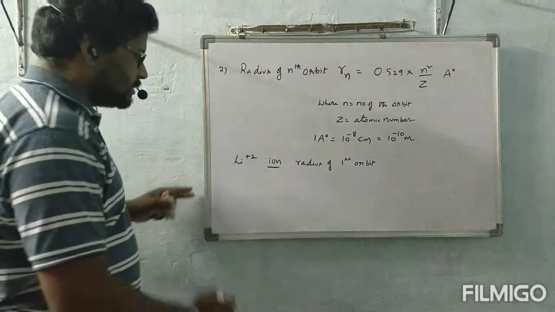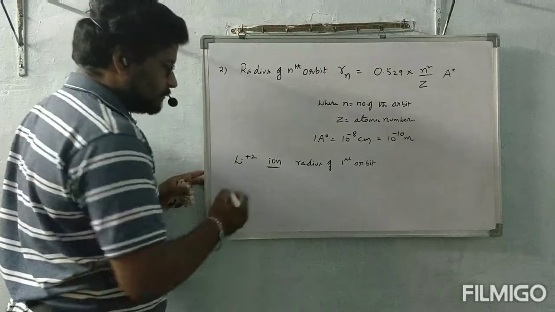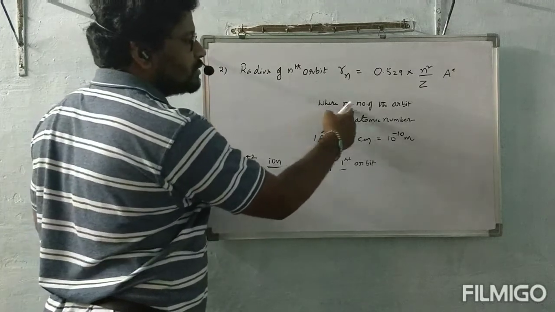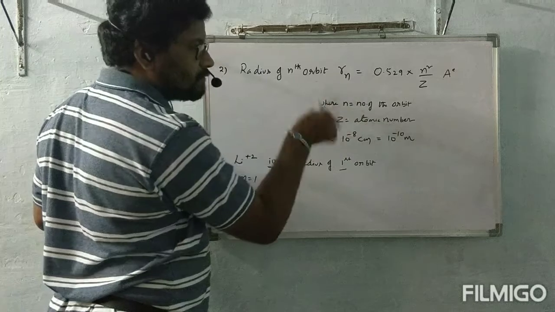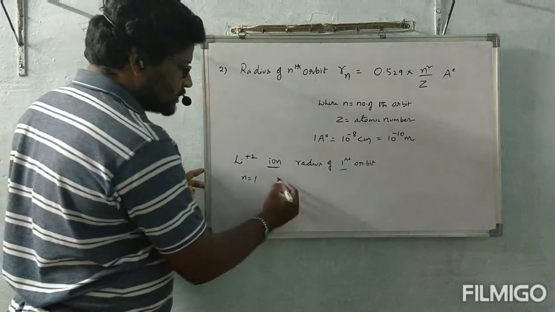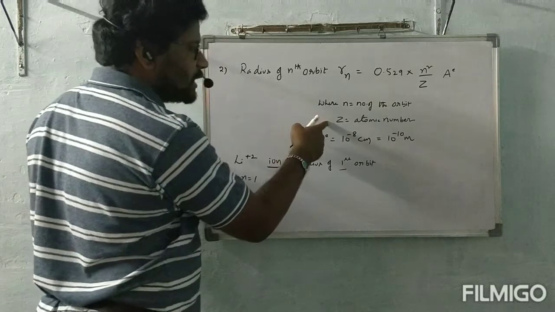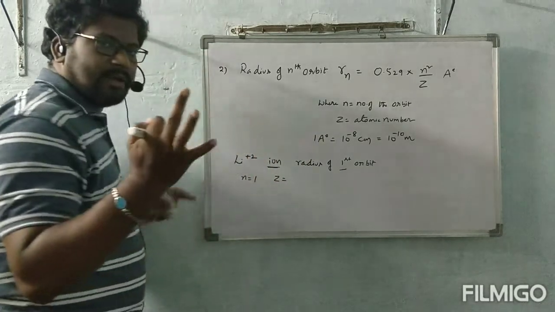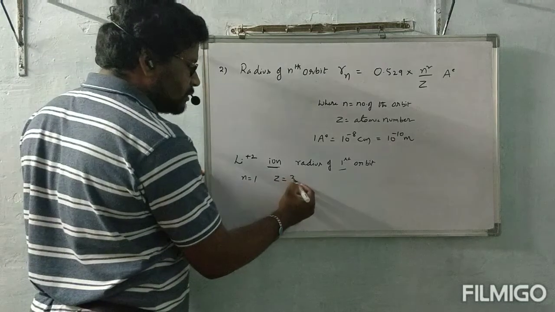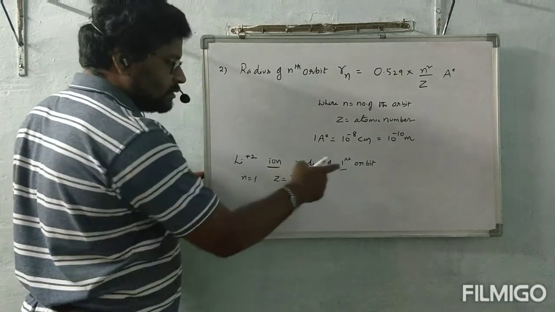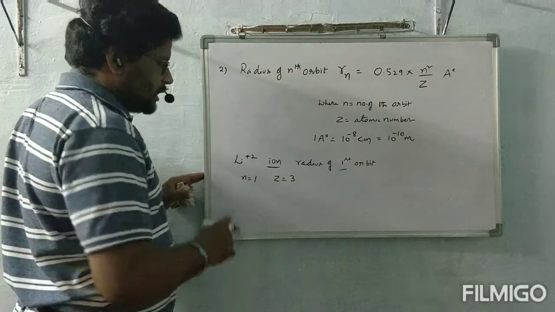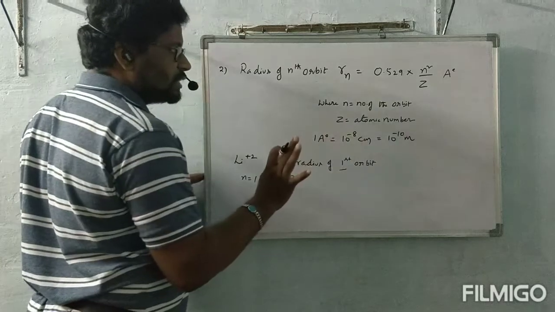Now let us see. First, what is the given data we have to see. n is equal to 1 because this is the first orbit. n is the number of the orbit, so I took n equal to 1. Next, z, what is meant by z? Atomic number. Lithium atomic number is 3. So z is equal to 3, n is equal to 1, Li plus 2. Next, angstroms, keep like that only.